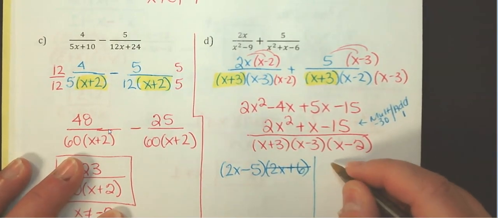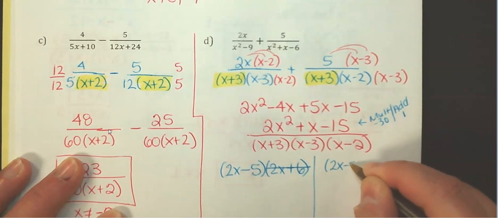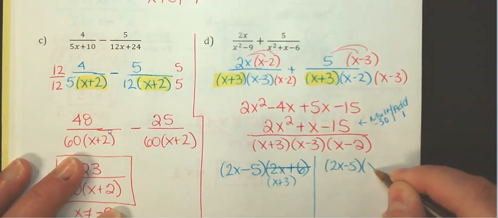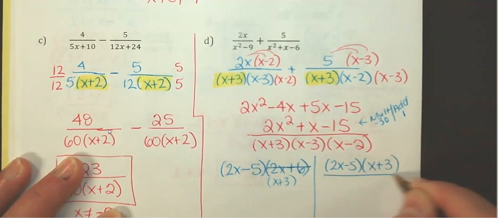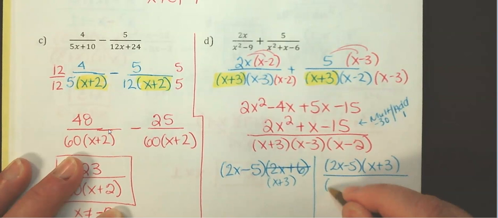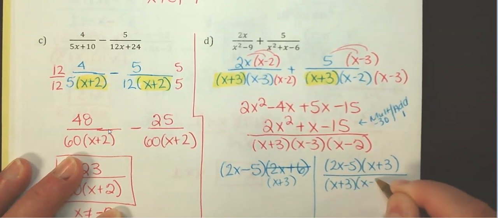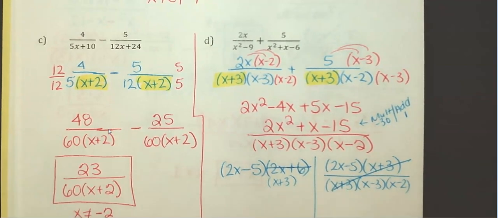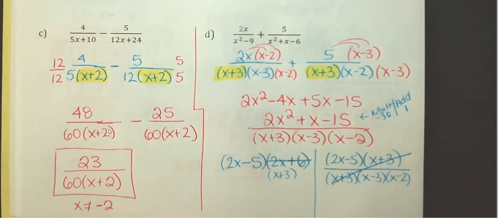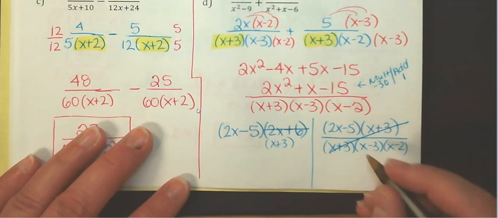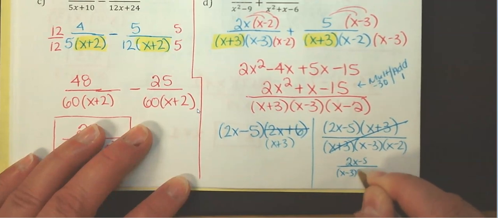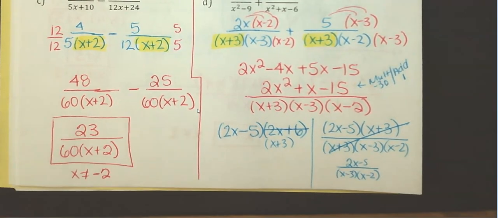Okay, the top of this fraction is going to be 2x minus 5 times x plus 3, which is actually going to cancel one of the pieces of the denominator. So we've got the x plus 3, the x minus 3, and the x minus 2. So the x plus 3's can go. I should have given us a little bit more room for this problem. The top then would just be 2x minus 5, and then the bottom the x minus 3, x minus 2.